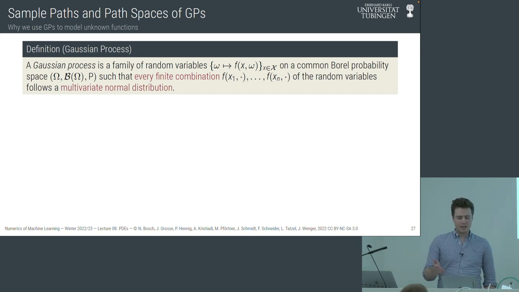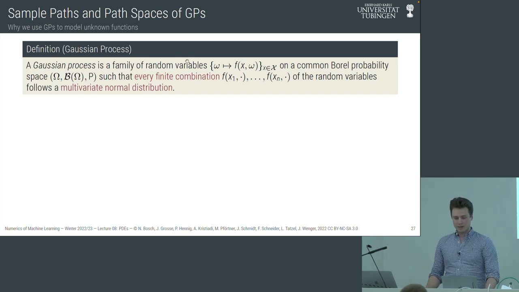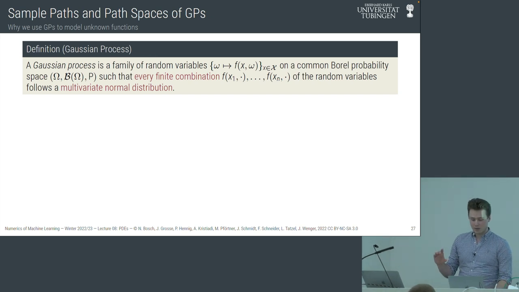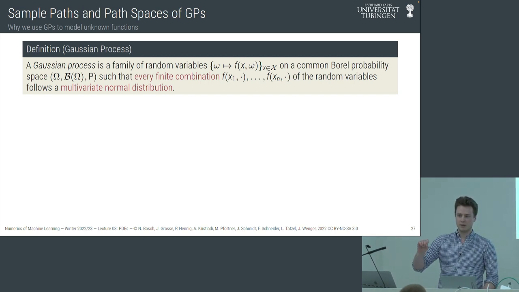So essentially, if you say, well, I evaluate the GP at a point x1, then that is a random quantity, a real valued random variable. And in this set of random variables that define a GP, there is specifically one corresponding to the output of the GP at point x1. Don't be confused by this omega. This just comes from the definition of a random variable.